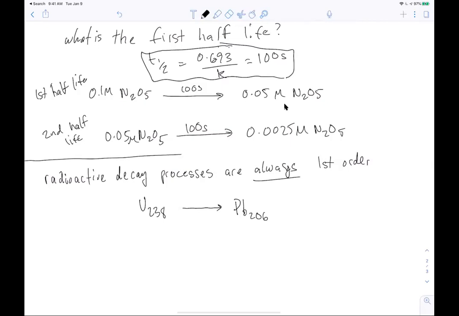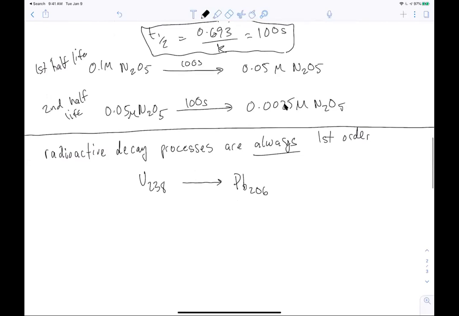But any kind of radioactive decay process, so anything involving decay from one element to another, is going to be first order. So for example, this one is nice. Uranium-238 goes to lead-206. The half-life for this is 4.5 billion years.